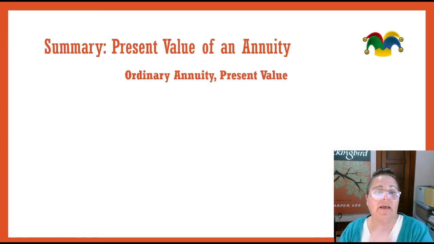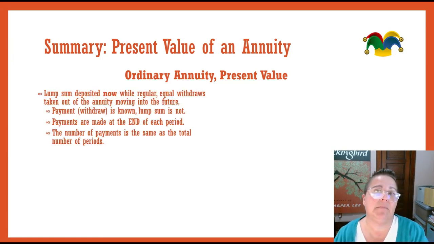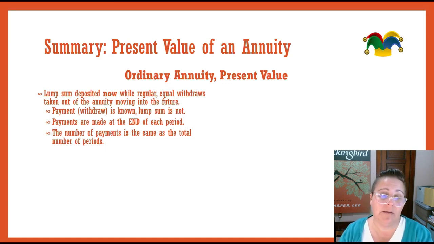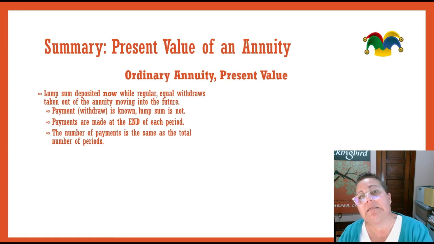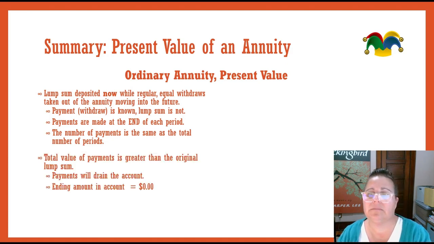The summary for the present value of an annuity. This is an ordinary annuity in present value. Keeping in mind that this is a lump sum that is deposited now, and we take regular equal withdrawals. Our payment or withdrawal amount is known. The lump sum is not. We are finding the lump sum. Because this is an ordinary annuity, it is done at the end of each period. And the number of payments that you take will be the same as the total number of periods for the annuity. The total value of the payments should always be greater than the lump sum. The payments that are taken out will always drain the account so that the ending balance is 0.